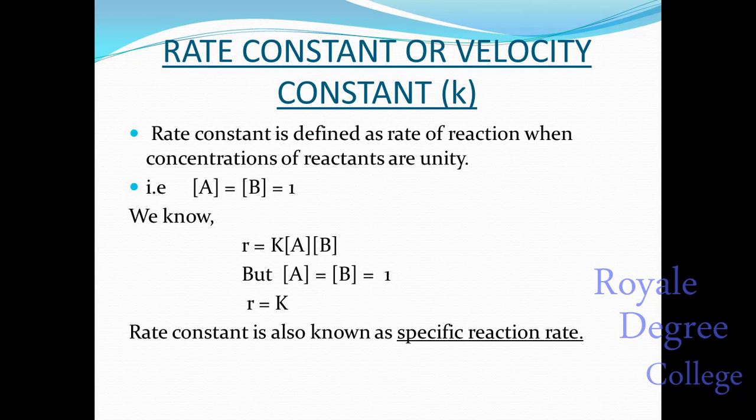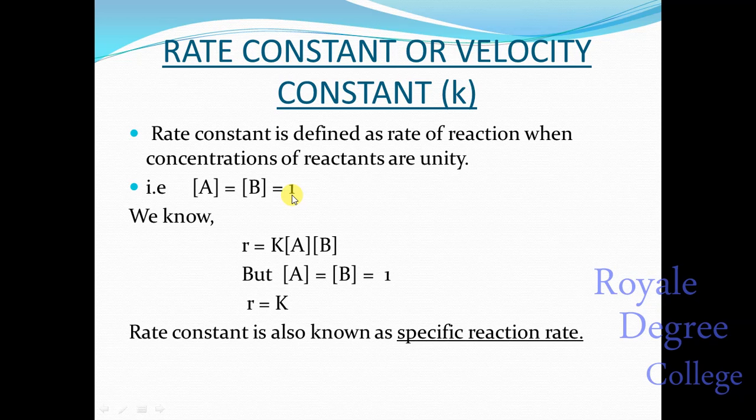Next we'll see about rate constant or velocity constant K. It is indicated with K. Rate constant is defined as the rate of reaction when concentrations of reactants are unity. That is, concentration of A is equal to concentration of B, which is equal to 1.